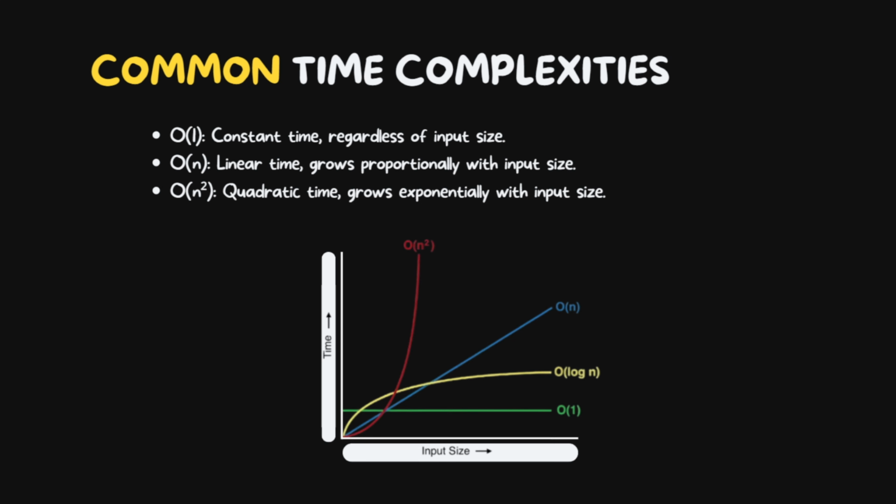Let's break down O(n^2) with a quick example. Suppose you are trying to find duplicate elements in a list. A simple algorithm might compare every element with every other element in the list. As the input size grows, the number of comparisons grows quadratically.